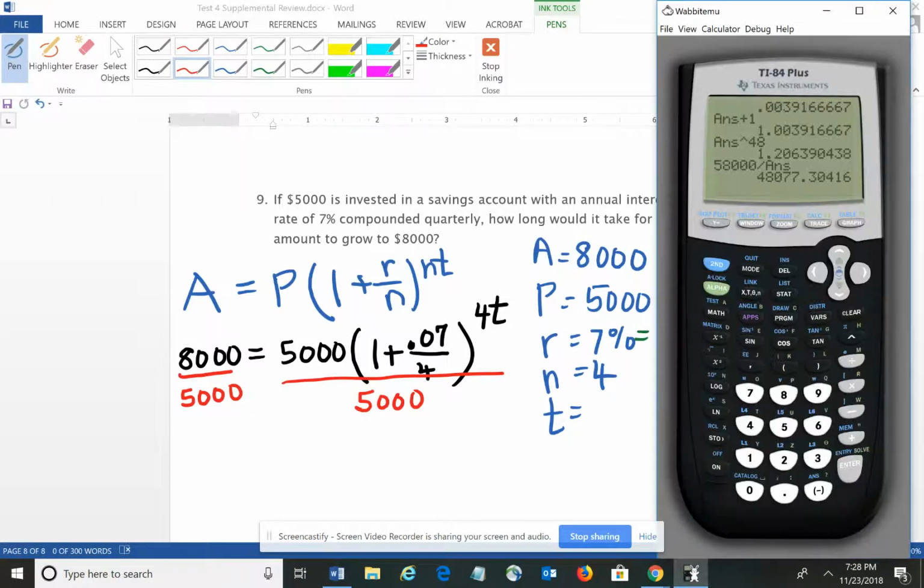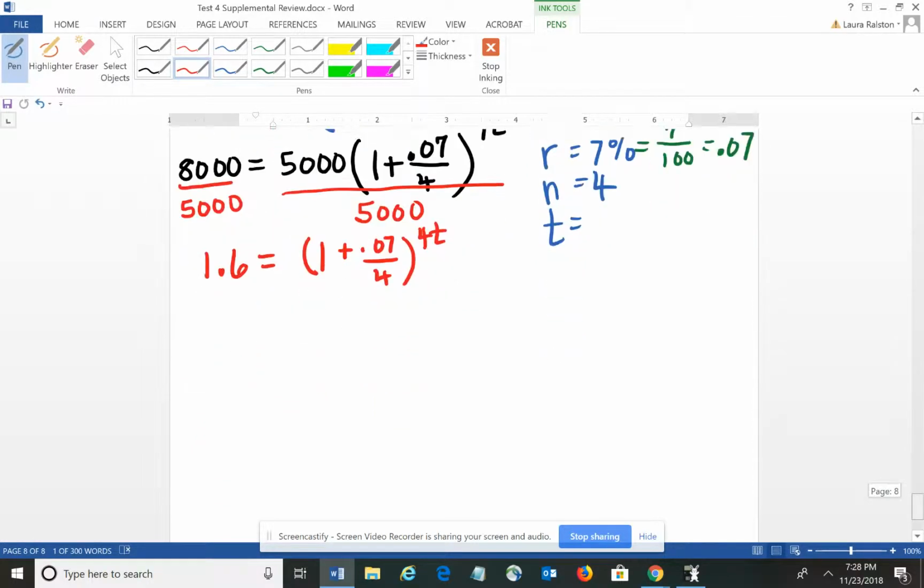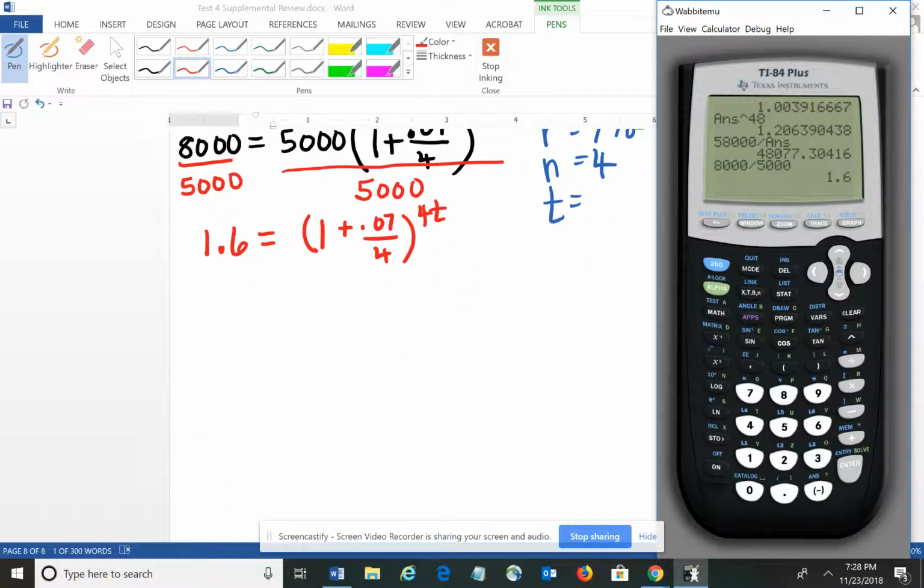So we can use our calculator. 8,000 divided by 5,000 is 1.6. So I have 1.6 equals 1 plus 0.07 divided by 4 to the 4t power. Okay, so then I got to do a little bit of work there on the right side. I'm going to work within the parentheses. So I have 0.07 divided by 4 plus 1.